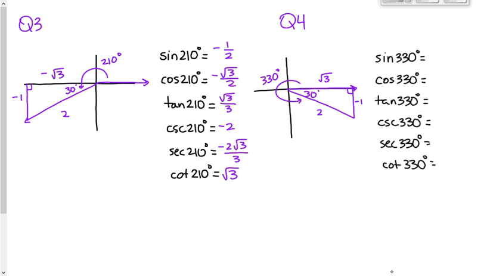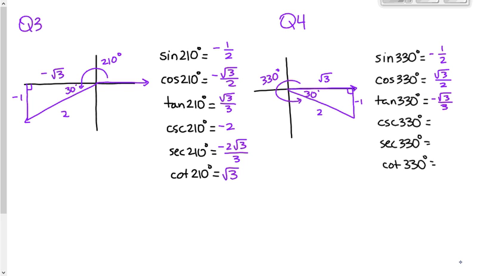Sine is opposite over hypotenuse, so negative 1/2. Cosine is adjacent over hypotenuse, so square root 3 over 2. Tangent is opposite over adjacent, so negative 1 over square root 3. Rationalize it. Negative square root 3 over 3.